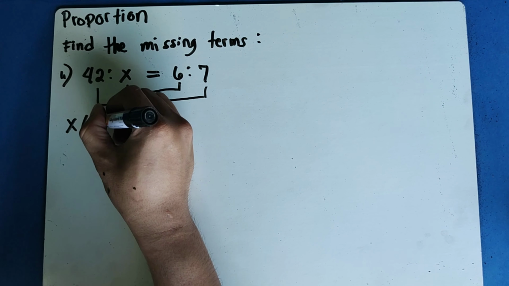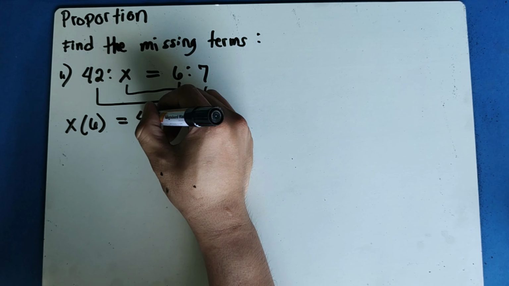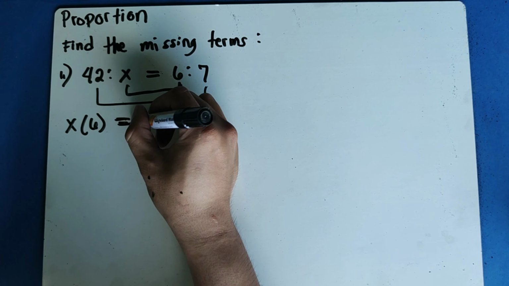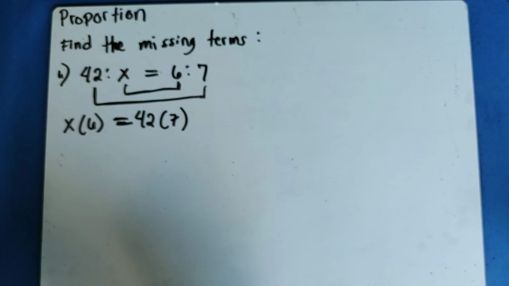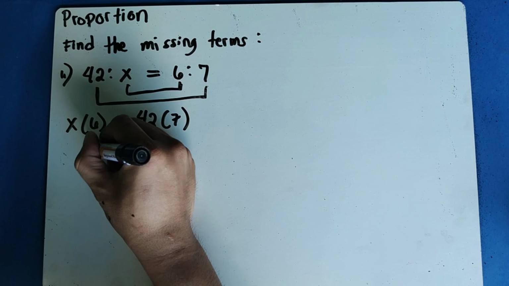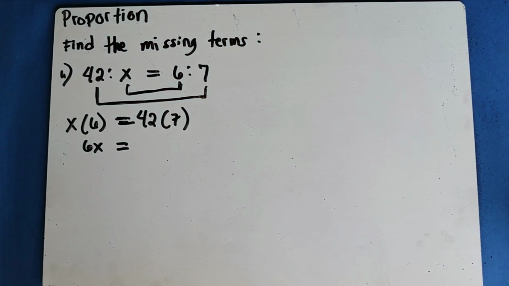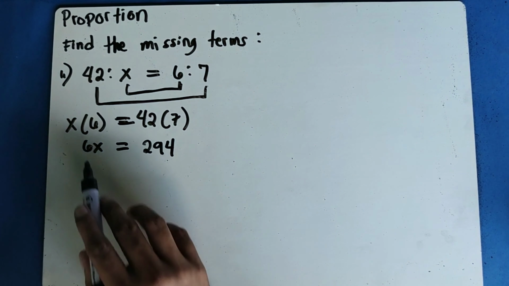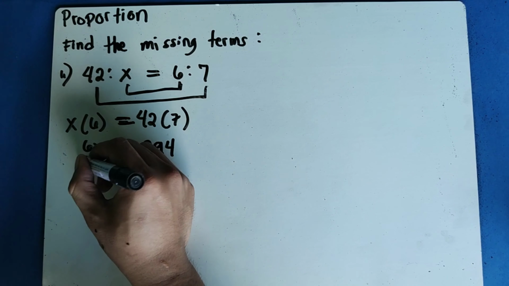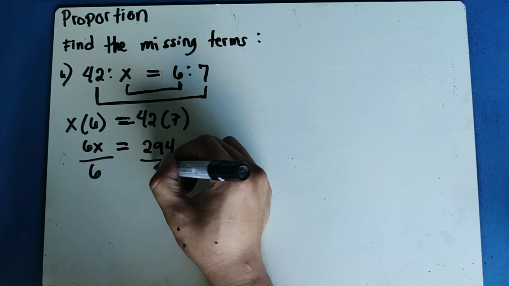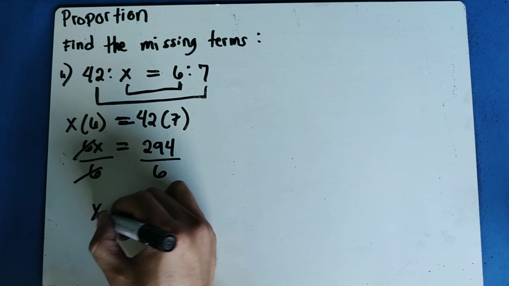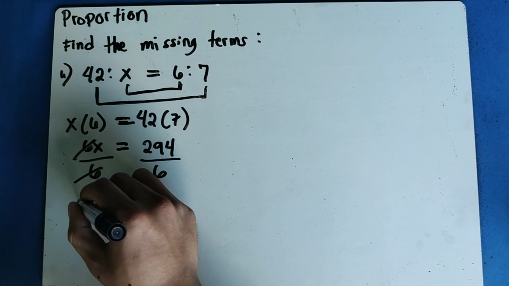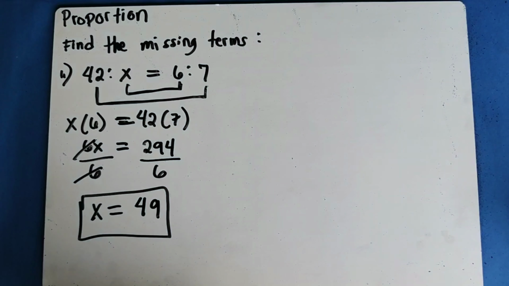So, x times 6 is equal to 42 times 7. The product of the means is equal to the product of the extremes. So, x times 6, the result is 6x. And 42 times 7, the result is 294. So, to find the value of x, the missing term, divide both sides by 6. Cancel 6. So, x, 294 divided by 6, the result is 49. Therefore, the missing term is 49.